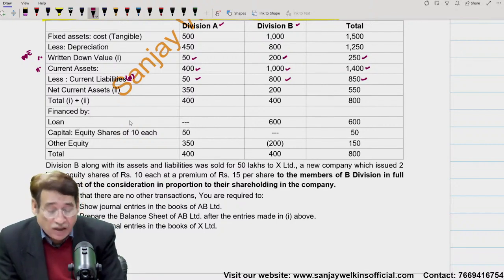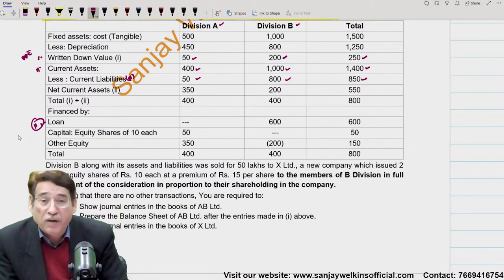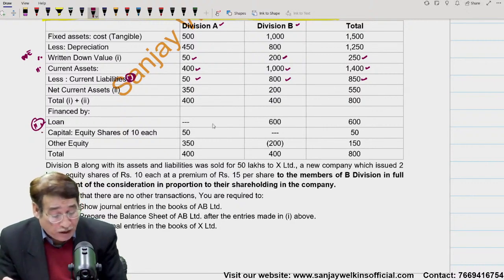Now, the next item is loan. As far as loan is concerned, this is another liability. So, as far as liability is concerned, one is current liability. Second is in the form of loan. And loan amount is nil and 600. And total loan is 600. Correct? Then we have been given share capital and items of other equity.